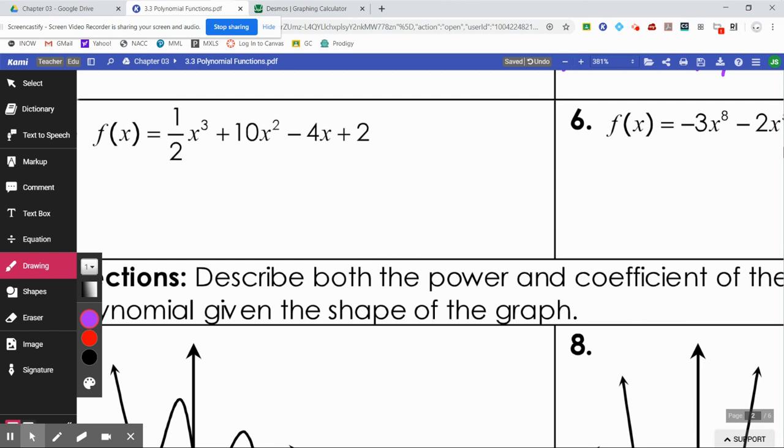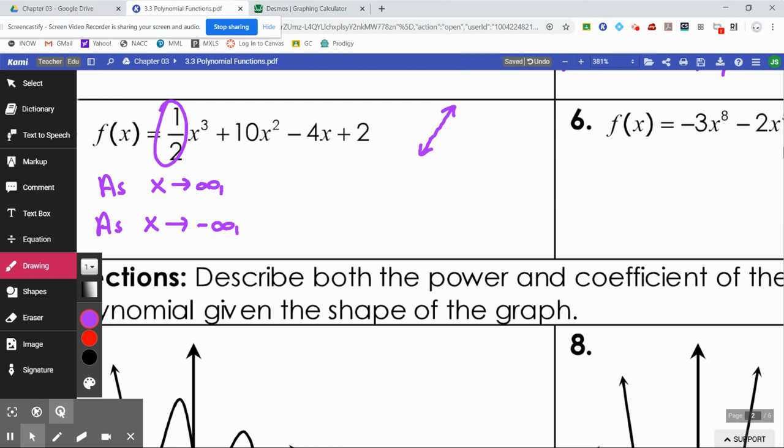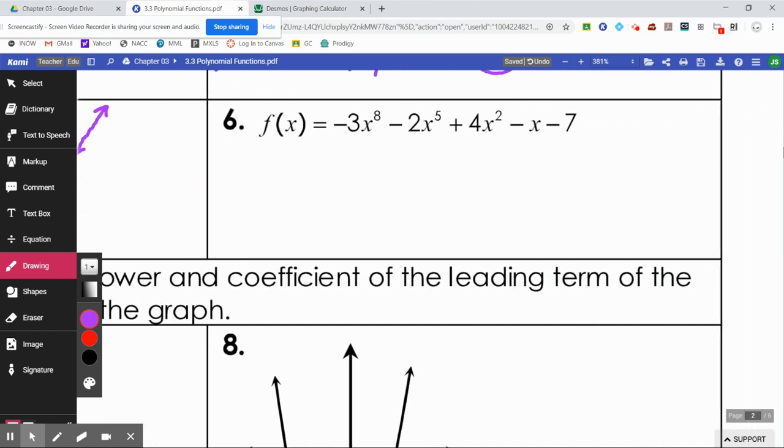X to the third power will follow the exact same pattern as x to the first power. And since it is positive, you've got the same scenario. As you travel to the right on this graph, your function will go up. And as you travel to the left on your graph, your function will go down. Number 6, negative 3x to the eighth, since it's an even power, will follow the exact same pattern as a parabola.